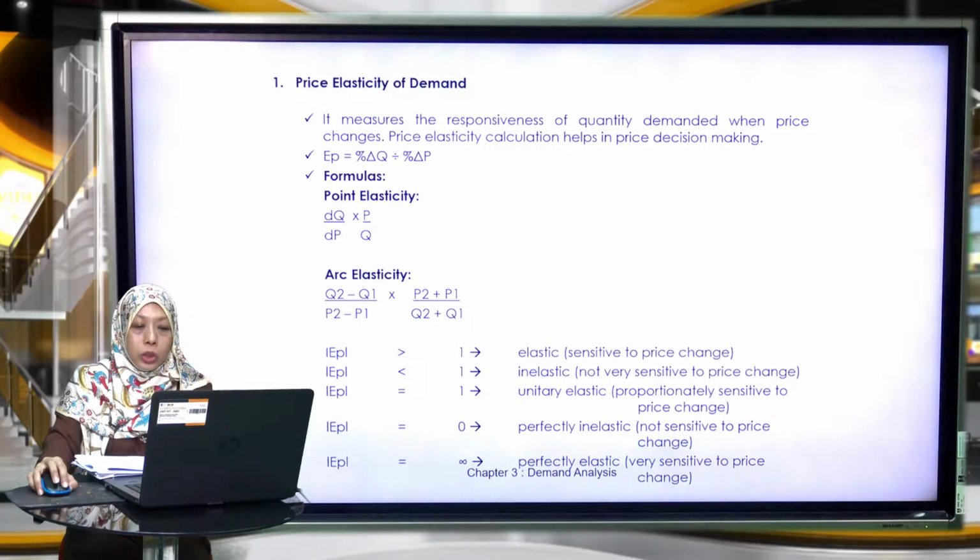And the last one, when the coefficient is equal to infinity, then demand is said to be perfectly elastic. Perfectly elastic demand means demand is too sensitive towards price. So demand only exists at one price. At other price levels, demand doesn't exist. Now in this course, we're going to use the point elasticity formula instead of the arc elasticity formula. So bear in mind that it's very important for you to know the formula to calculate price elasticity of demand.